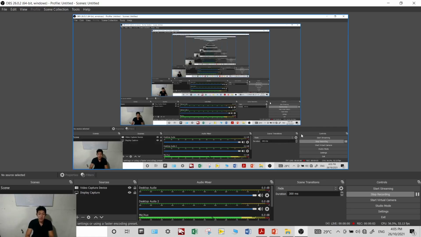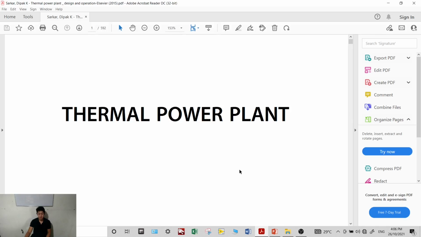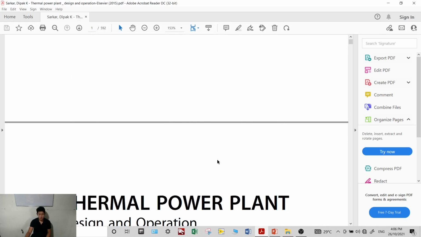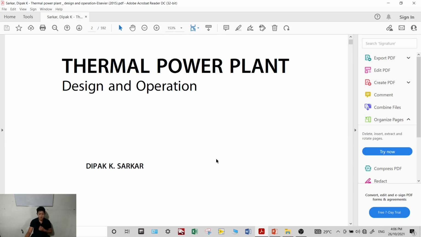Hello, good day. Today we'll be discussing fuels and combustion, and we'll be dealing with fossil fuels and how to determine the air-fuel ratio for a complete combustion, as well as the masses of flue gases that will be produced. We will still be using this book by Deepak Sarkar, Thermal Power Plant Design and Operation.